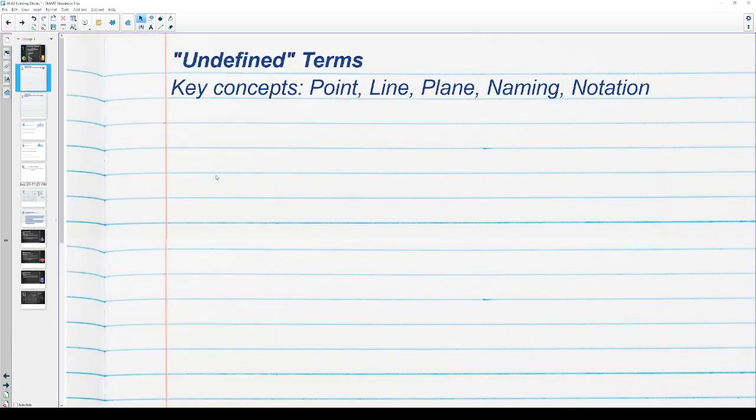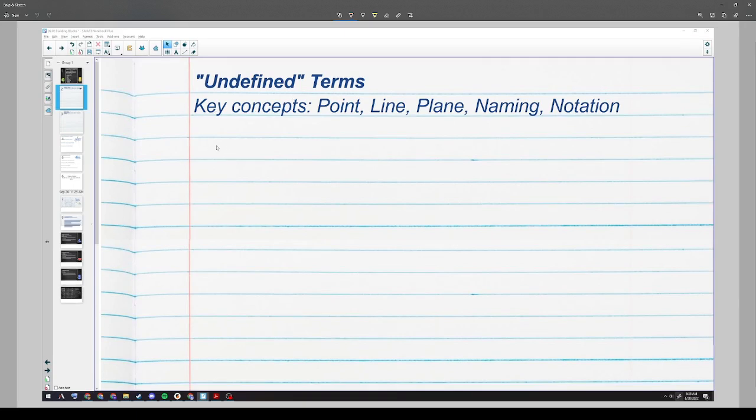So we start off with a thing called undefined terms, which to me sounds super weird. What it is, undefined terms are these things called point, line, and plane. And it doesn't mean that those things can't be defined. It doesn't mean like undefinable terms. It means terms that are kind of like our starting point for building up every other definition within geometry.